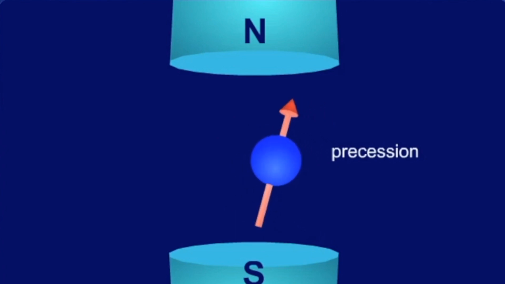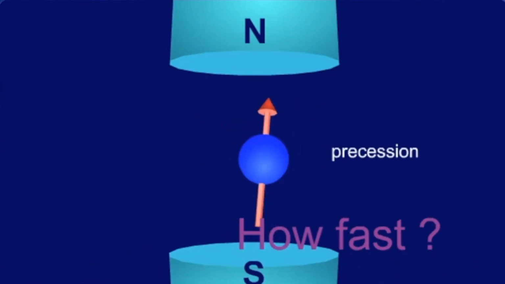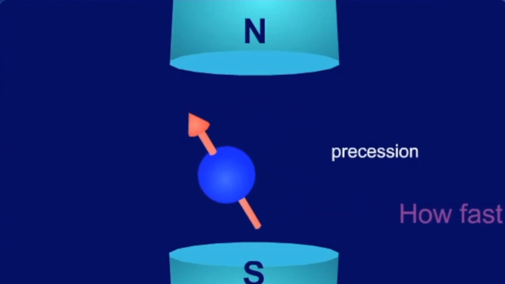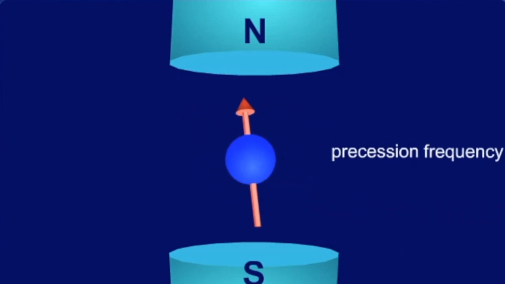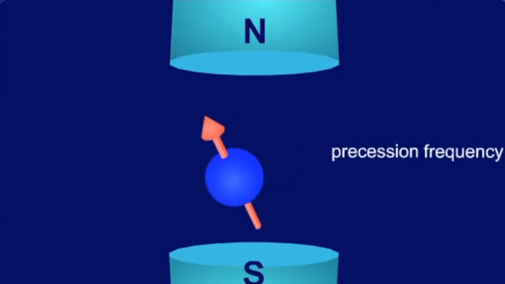In real life, this is a very fast movement. For reasons we will learn later, it's important to know how fast the protons precess. This speed can be measured as precession frequency. That is, how many times the protons precess per second.